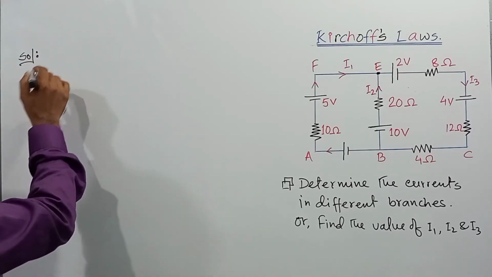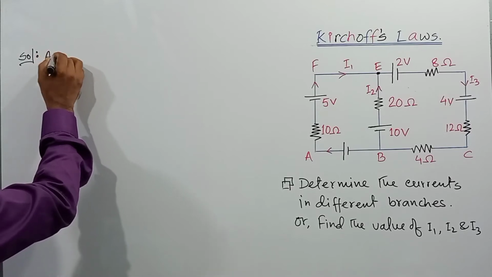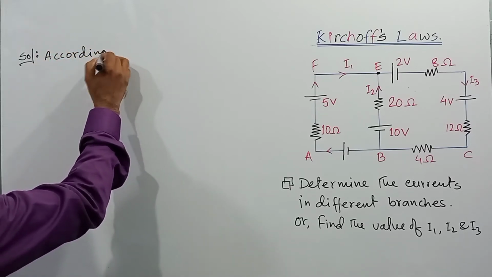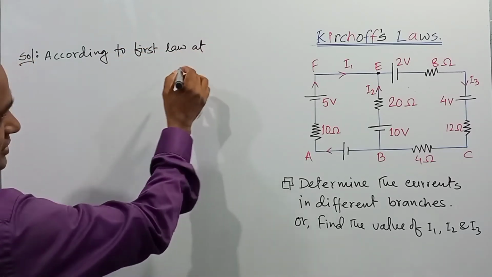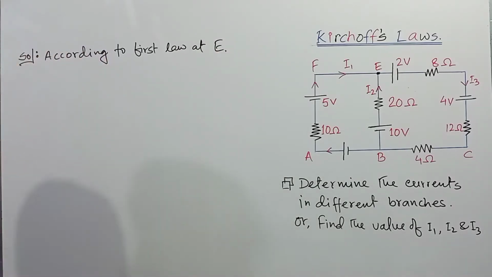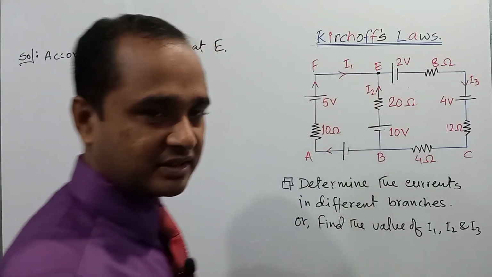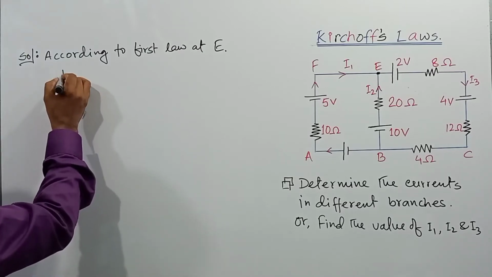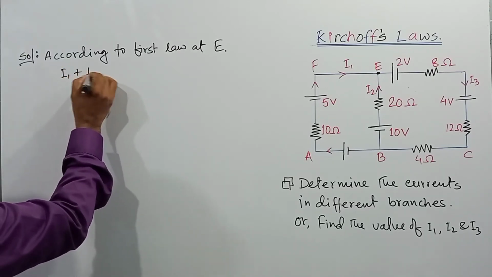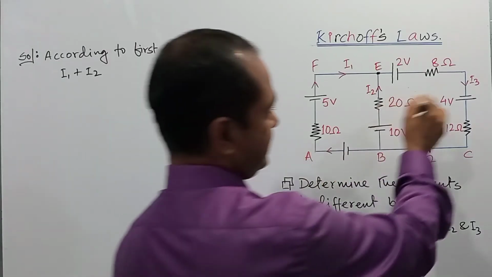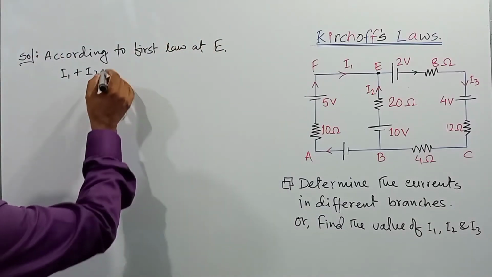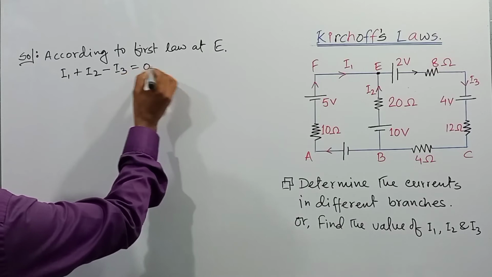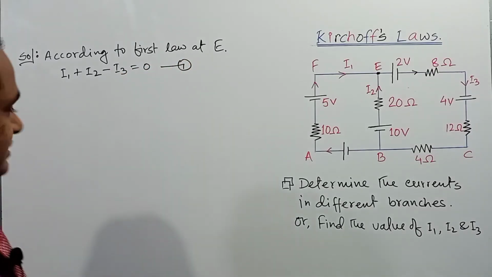So dear student, according to the first law at E, the currents coming towards the point E will be considered as positive. So it will be I1 plus I2, and the current I3, which is flowing out from the point E, will be negative. So I1 + I2 - I3 = 0. This is equation number 1, right?